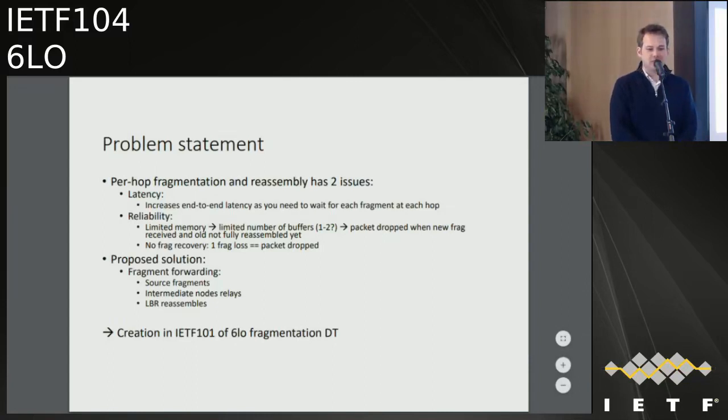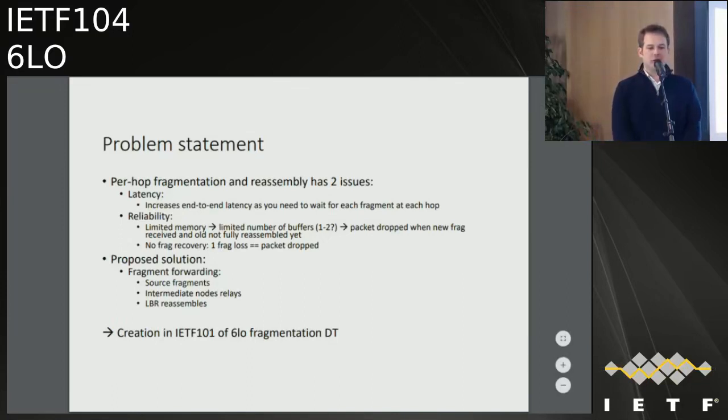The proposed solution for this is fragment forwarding, where only the source node cuts the packet into fragments and sends the fragments across the network. Intermediary nodes relay the fragments without reassembling, and it's only at the very destination that we do reassembly. So in the network you have little fragments flying left and right that are not reassembled until they reach the low-power border router.